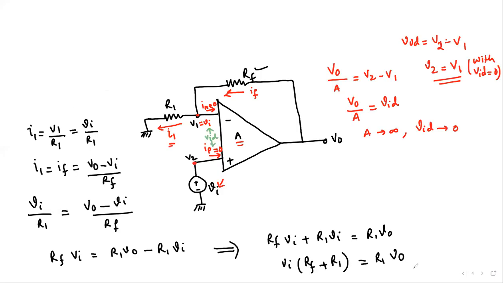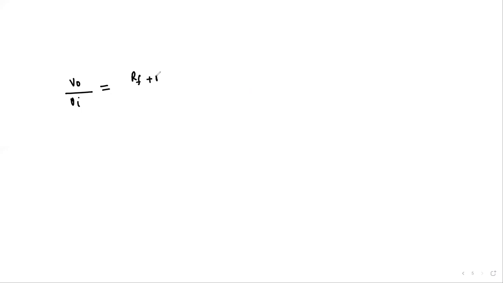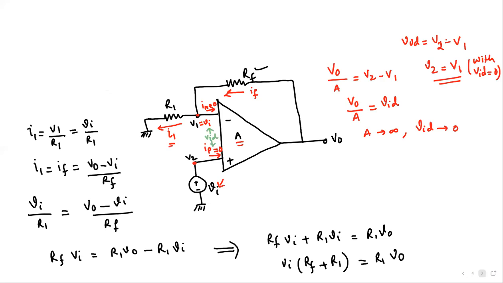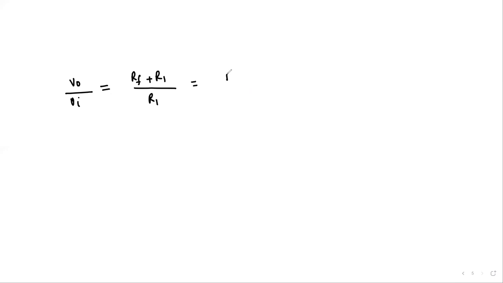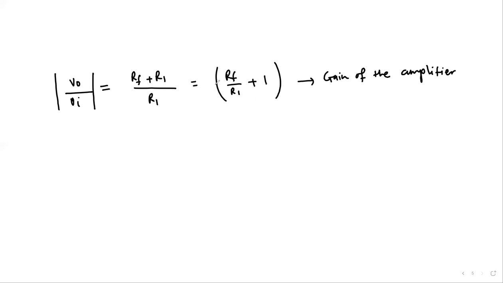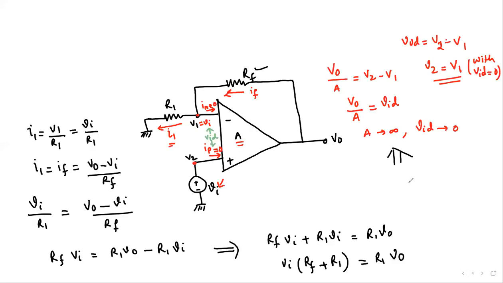So the final expression VO over Vi can be written as the ratio of these two resistors, and that can further be simplified as RF over R1 plus 1. So we see that this is the gain of the amplifier, and since it has a positive value, this configuration is called the non-inverting amplifier. We've again seen how the virtual ground concept and the theory helped us to simplify the analysis and to obtain the expression.